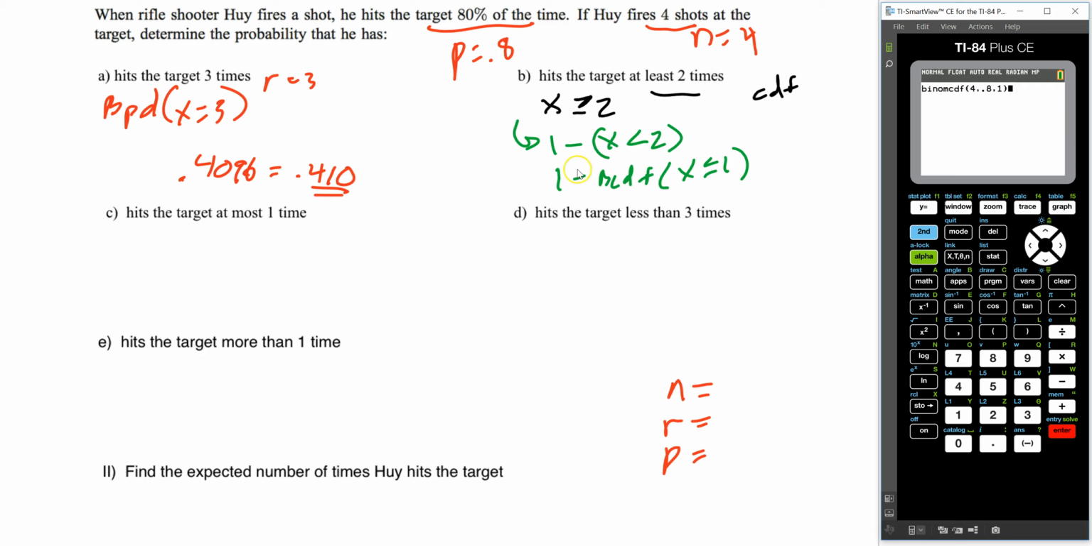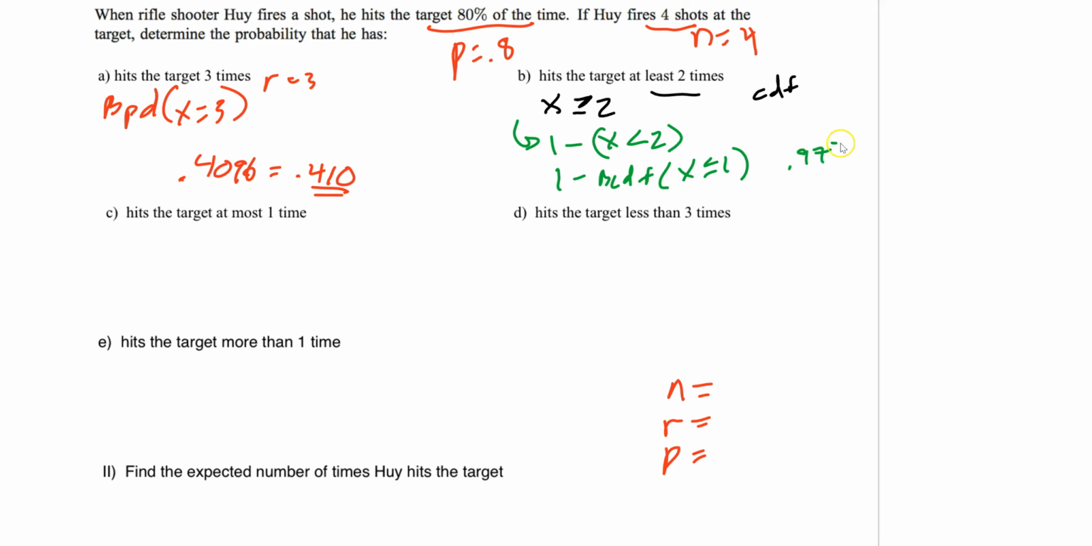And now I should have actually done 1 minus to start off with, but it's fine. I'm going to do this. Don't forget to do 1 minus like I almost did. So it's 1 minus that answer, actually. And it's 0.97. So there's a 97.3% chance of hitting the target at least 2 times. 0.973.